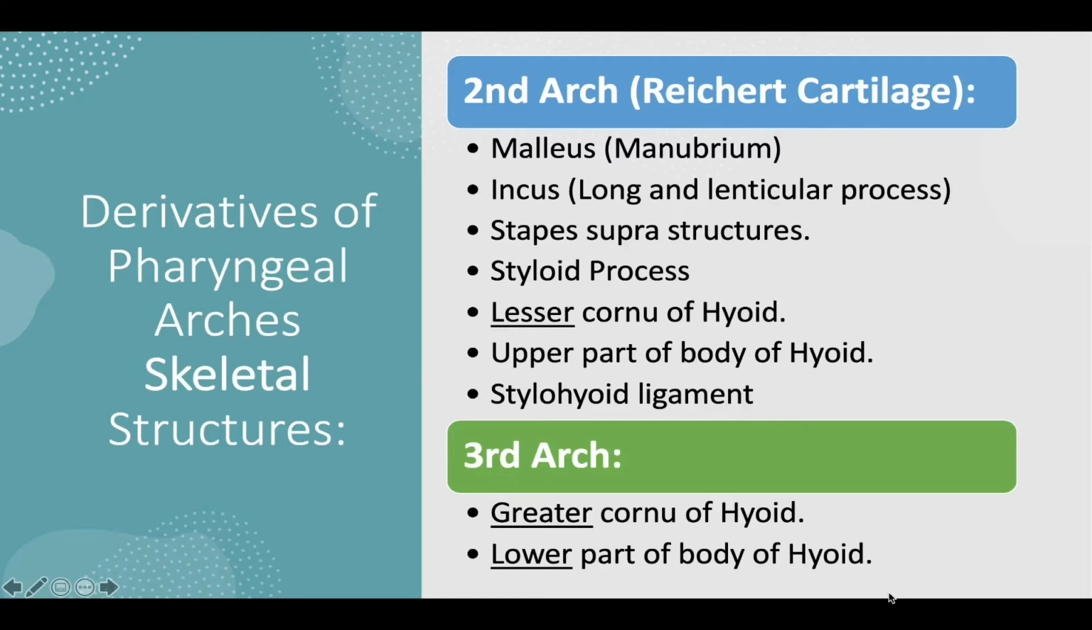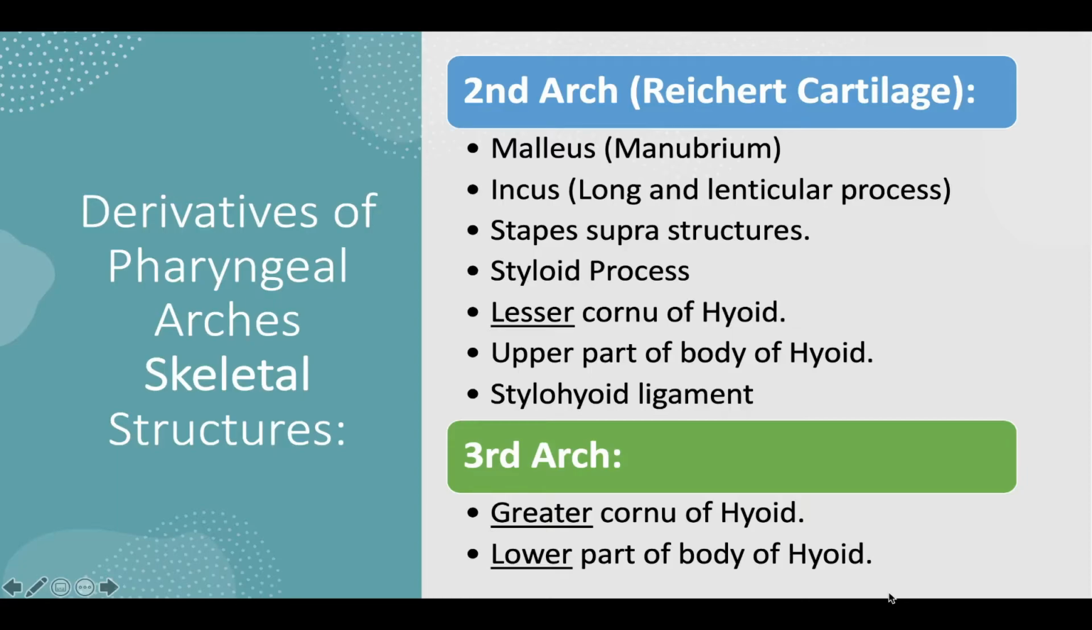The second arch, Reichert's cartilage, has the malleus, which is the manubrium. All other parts of the malleus are derived from the first arch. Incus has the long and lenticular process. Stapes and suprastructures, styloid process, which is important, lesser cornu of the hyoid, and the upper part of the body of the hyoid, as well as the stylohyoid ligament. All these are derived from the second arch.